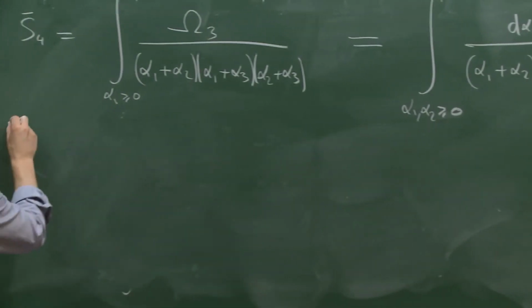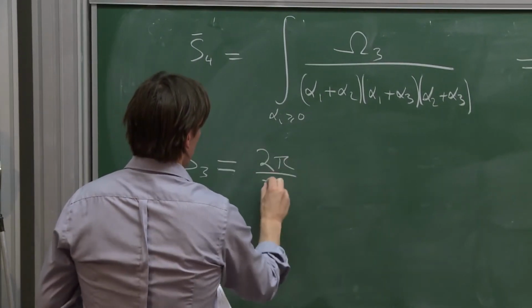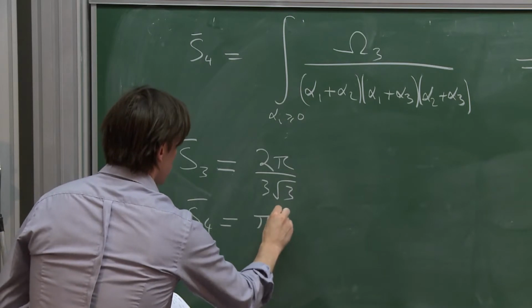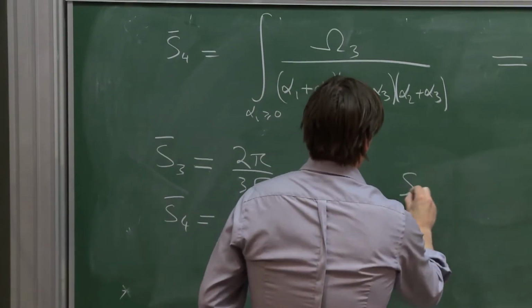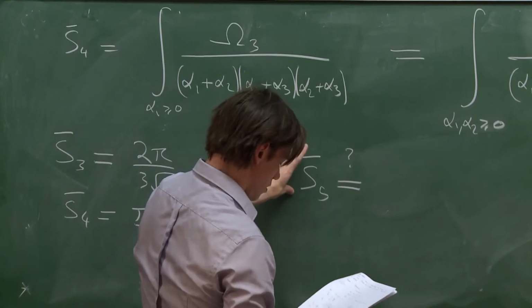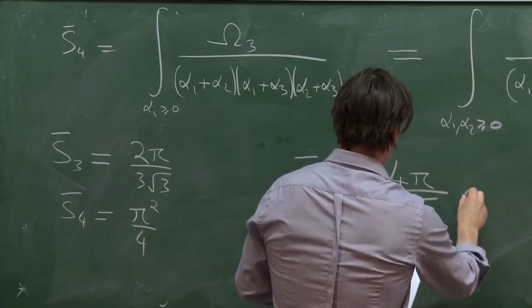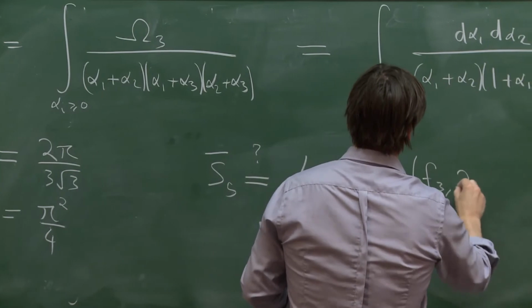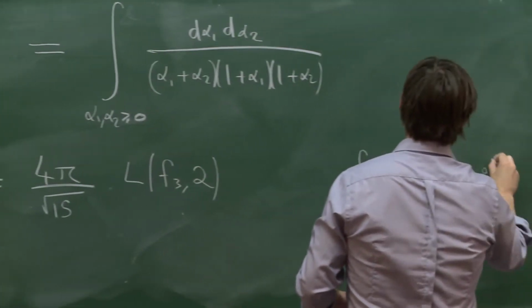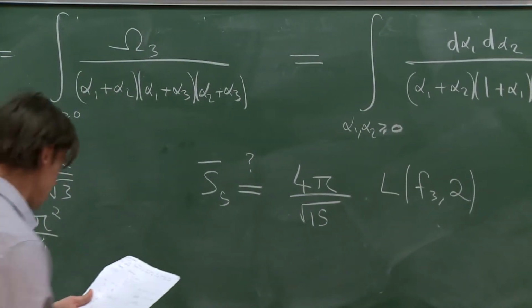And here's a list of what's known about these integrals. S bar 3 is 2 pi over 3 square root 3. S bar 4, which is this one, is pi squared over 4. S bar 5 is conjecturally, I'm not sure if this has been proved since I looked this up, but it should be 4 pi square root of 15 times the L function of a modular form. So this is some Dirichlet series that's beloved to number theorists.